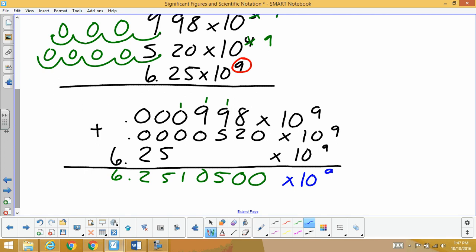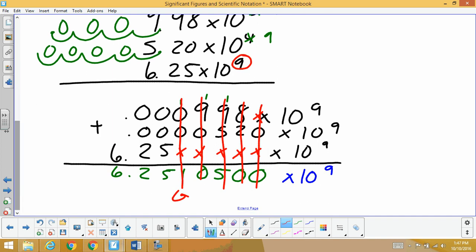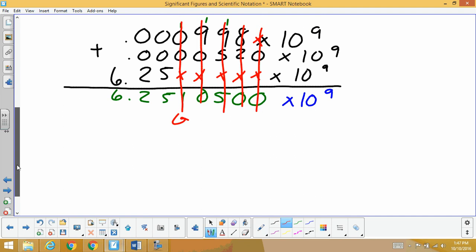Large number, and all those numbers are not significant. So we use the same rules as we did before for sig figs. Those digits don't count, and since that's the last one, we are going to round up, so it becomes 6.25 times 10 to the 9th.